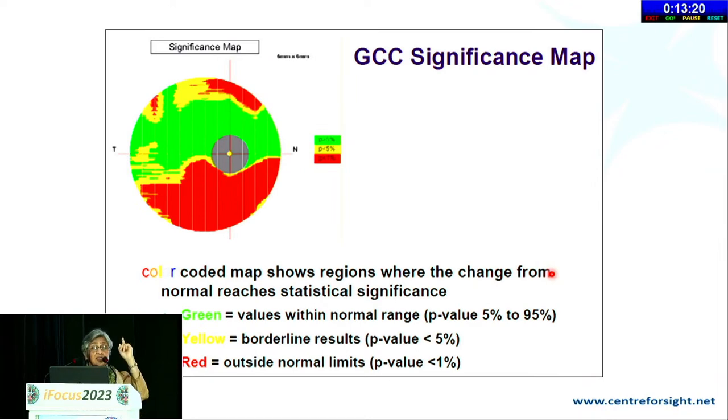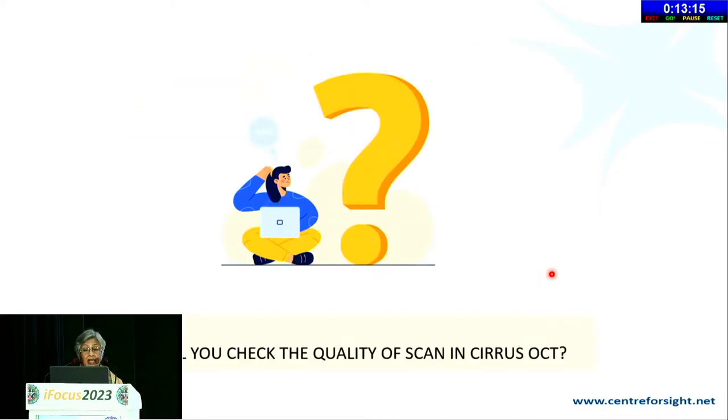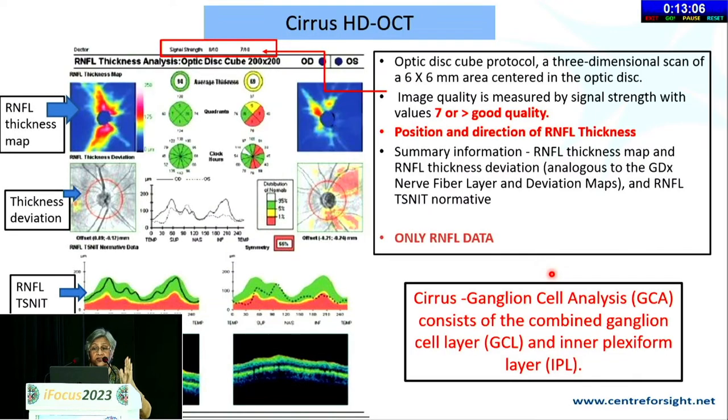Remember, this is a statistical analysis where all your patient's data has been compared to what is in the normal data. Now, how will you check the quality of scan in a Cirrus? Anyone? Remember, I told you, they're all different in the different OCTs. So I'll answer for you. Now remember, in the OptoView, you found the signal strength where? In the center. But over here, we find it right in the top. So over here, look at it. Signal strength, this is hardly 5 and 7. Is this acceptable? No, not at all. The moment you have a low signal strength, you're not going to pick up the retinal nerve fiber layer properly at all. That is why it's very important.